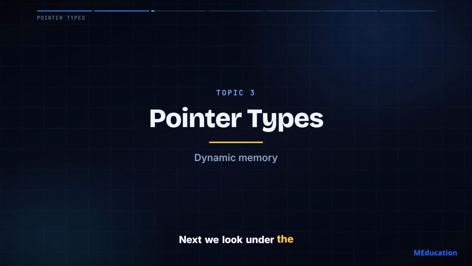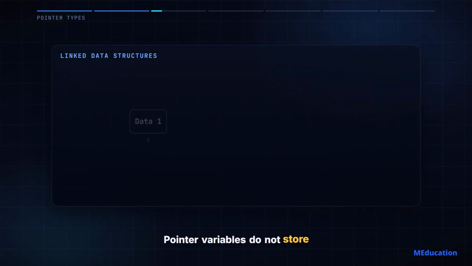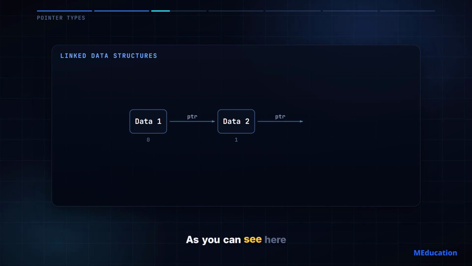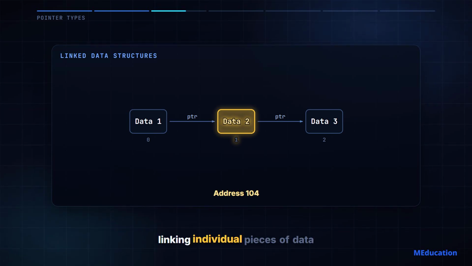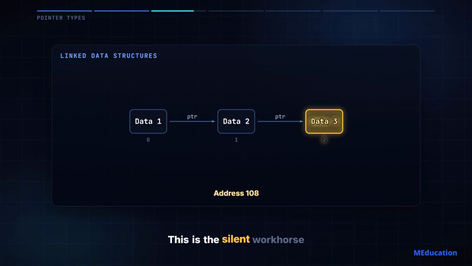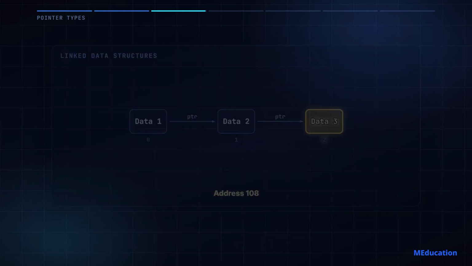Next, we look under the hood at how memory actually works. Pointer variables do not store data. They store exact memory addresses. As you can see here, instead of a rigid static array, you will use pointers to dynamically allocate memory while your program runs, linking individual pieces of data together into flexible chains. This is the silent workhorse behind dynamic structures like linked lists and trees, heavily tested in your exam.